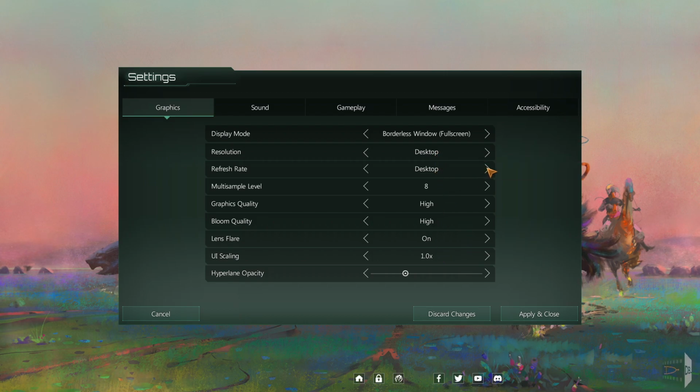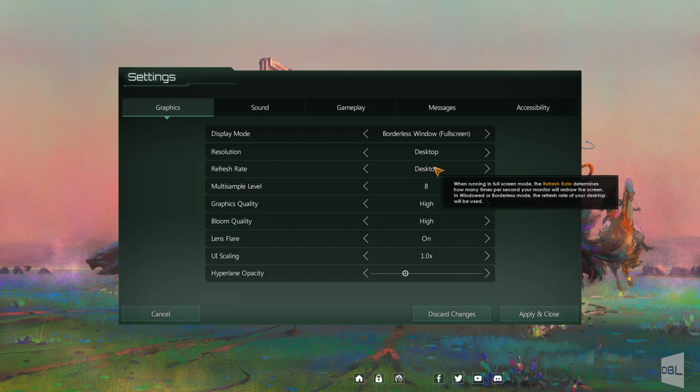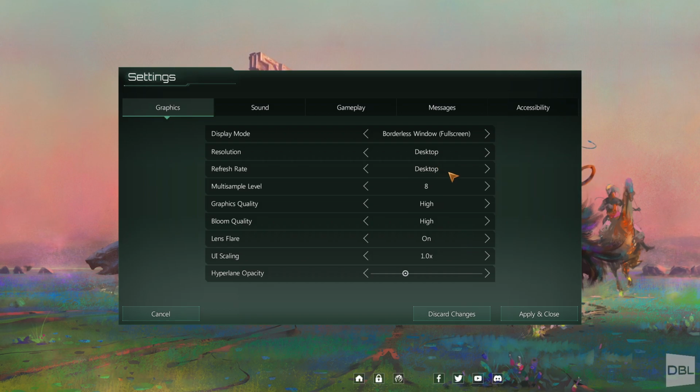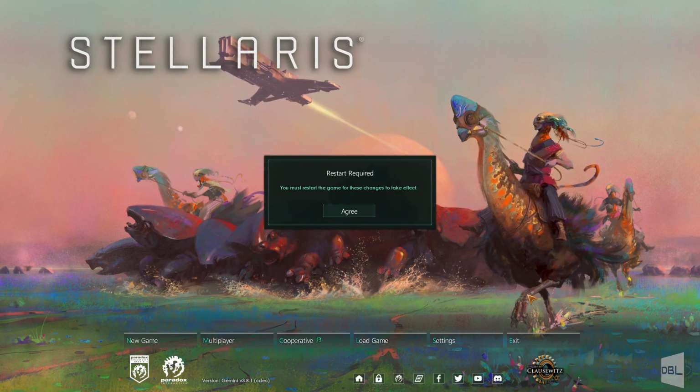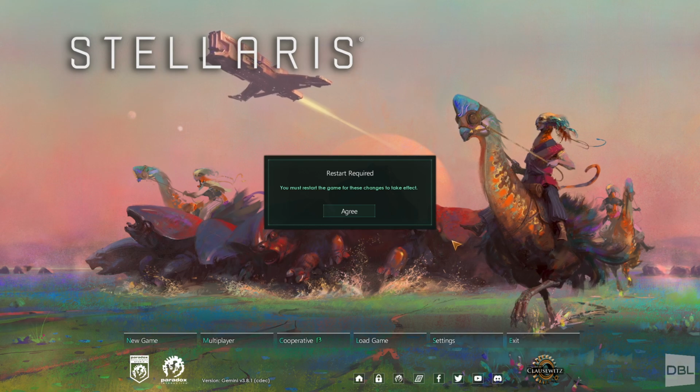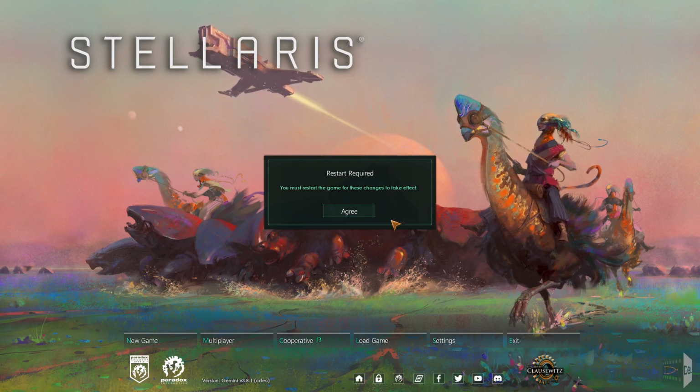Refresh rate. I guess we'll just leave that matched with whatever this is. I forget. I think it's pretty high. Whatever it can handle, I don't know. It's like in the 160s or 70s. Restart required. You must restart the game for these changes to take effect. Okay.